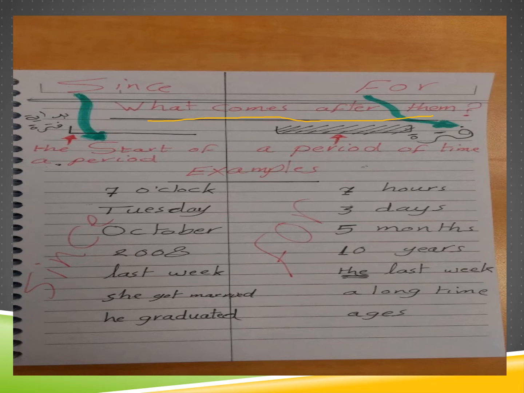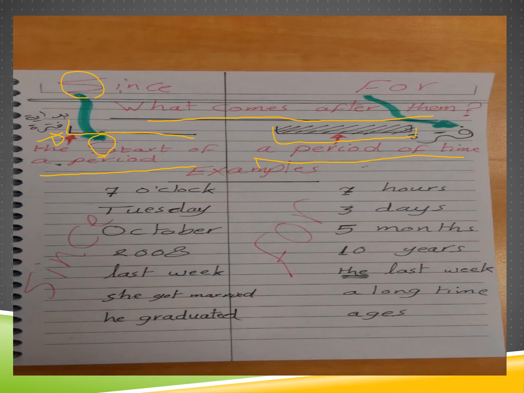If after them there is the start of a period, remember since, after it there is the start of a period. Since, start of a period. Like this. This is the start. This is a period, for example, and this is the start of the period. Okay? But for, what comes after for? A period of time, a complete period of time. Like this. This is the period of time. 3 weeks, 5 days, and so on.